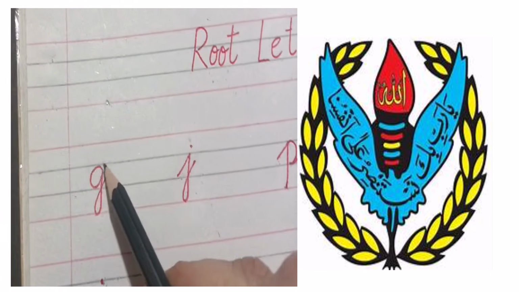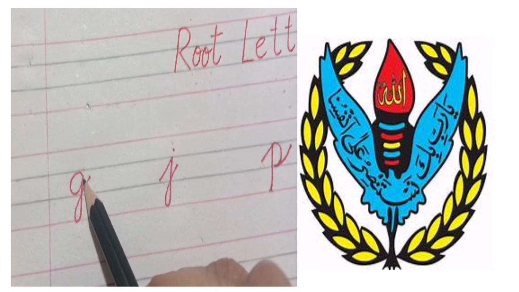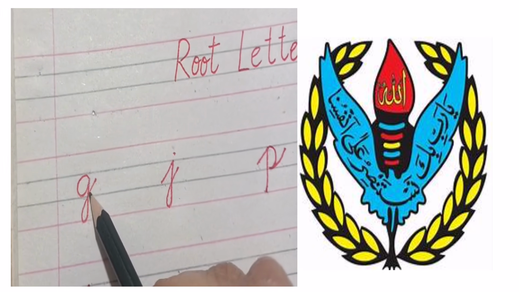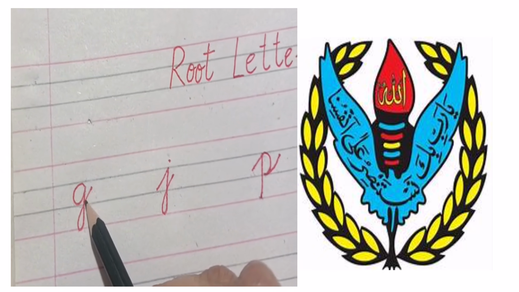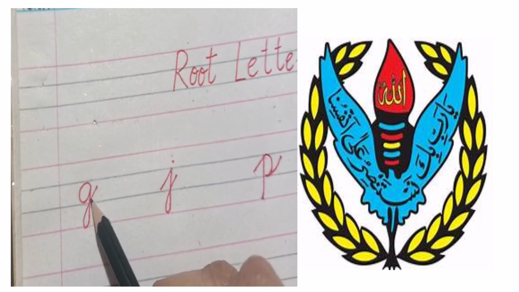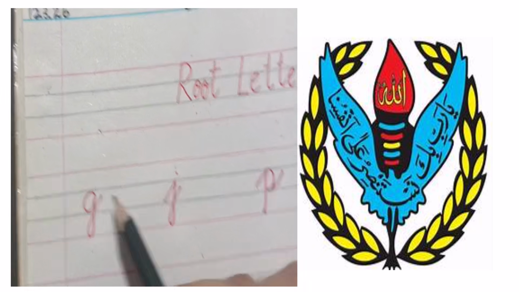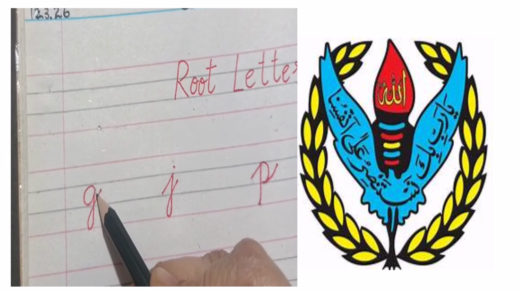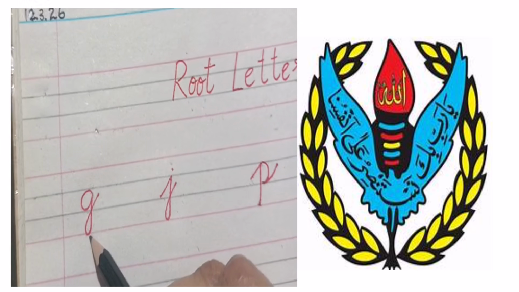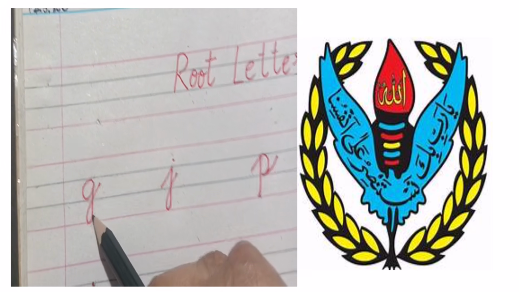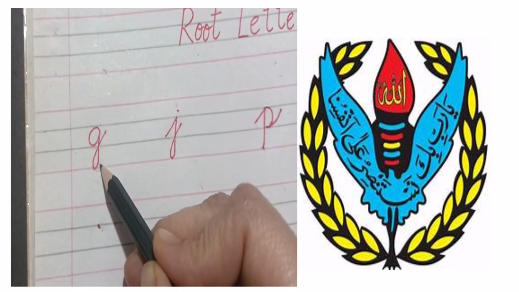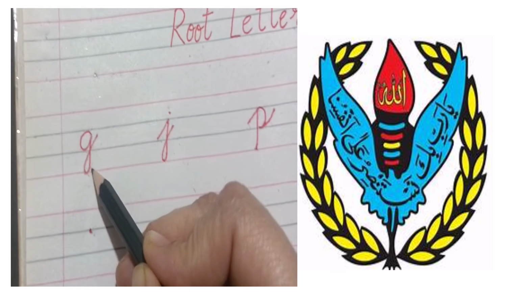Starts from the cross line. Make a small round shape in the grass line, a small round shape like A in the grass line, go down to the root line like this, and make a small loop and finish with a tail like this. This is G, the root letter.